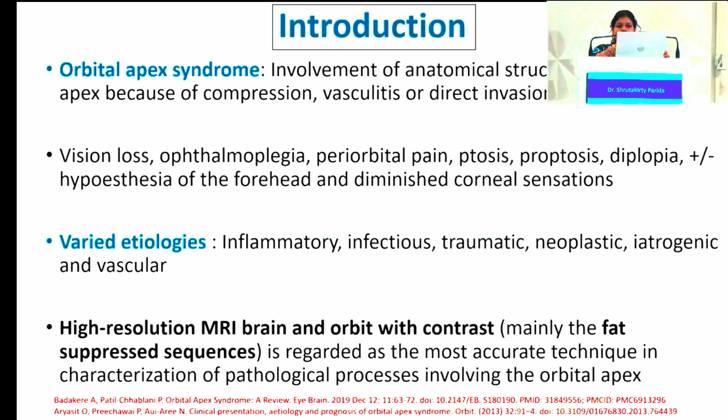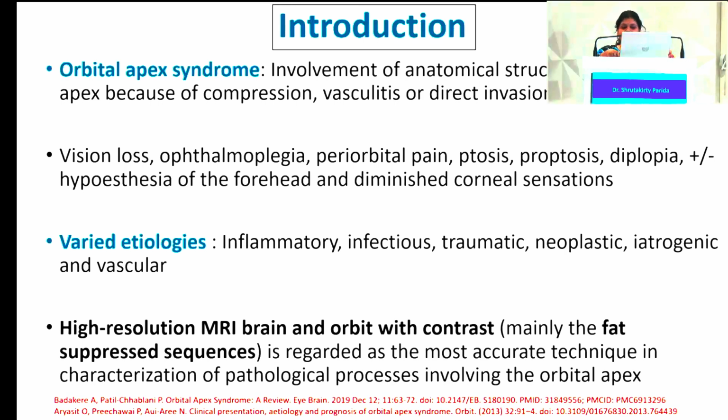As we all know, orbital apex syndrome is characterized by vision loss, ophthalmoplegia, periorbital pain, ptosis, proptosis, with or without diplopia. Also, the patient can have a diminished corneal sensation with or without hyperesthesia of the forehead and the face. The etiologies are varied, and it occurs due to the involvement of the anatomical structures at the apex of the orbit because of compression, vasculitis, or direct invasion.